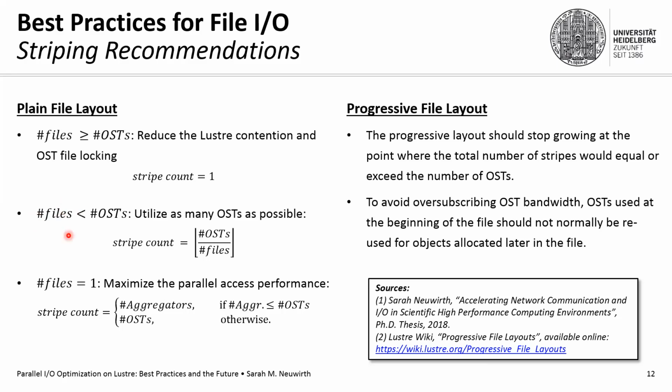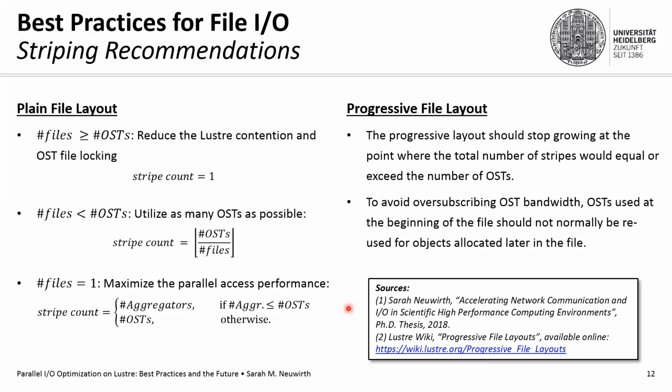If your number of files is less than the number of available storage targets, you should try to utilize as many storage targets as possible to maximize your access performance. This is done by setting the stripe count to the number of OSTs divided by the number of files. If you're using the single shared file pattern, you should try to maximize the parallel access performance. This is done by setting the stripe count either to the number of aggregators, if the number of aggregators does not exceed the number of OSTs, or to the number of OSTs otherwise.